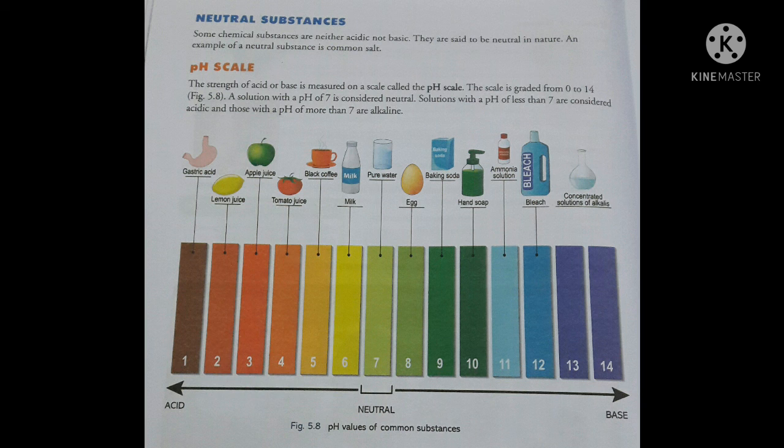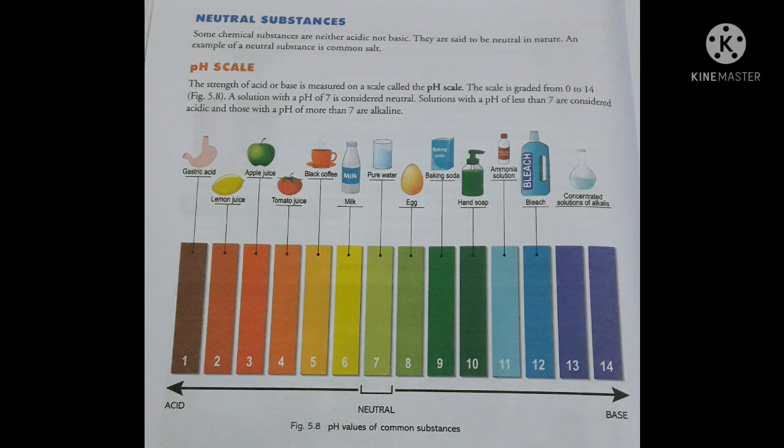A solution with a pH of 7 is considered neutral, solutions with a pH of less than 7 are considered acidic, and those with a pH of more than 7 are alkaline. The lesser the pH, the stronger the acid, and for alkaline, the greater the pH, the stronger the alkaline or base.